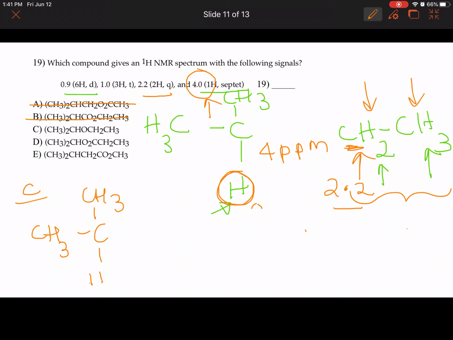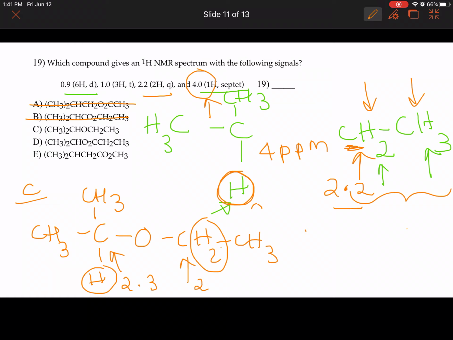We have CH3. CH3, this is C, okay, I'm drawing C, CH3, CH3, and then you have a hydrogen there, and then you have oxygen, CH2, CH3. If the structure is like that, both this hydrogen and these two hydrogens should have about roughly the same chemical shift.